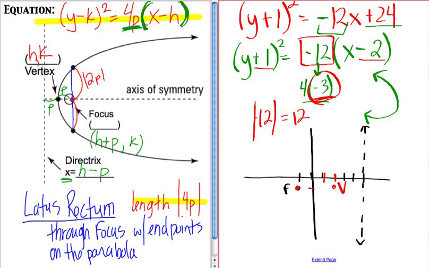So I'm going to go up 6. So 1, 2, 3, 4, 5, 6. That's one other point on my parabola. And I'm going to go down 6, and I'm going to have another point on my parabola. So now I have 3 key points on my parabola. 1, 2, 3. And I'm going to sketch it. And I'm good to go. Okay, so that last piece, the latus rectum, is just helpful to draw in the curve. So that distance there was 12. 6 up and 6 down, because 4p, the absolute value, is 12.